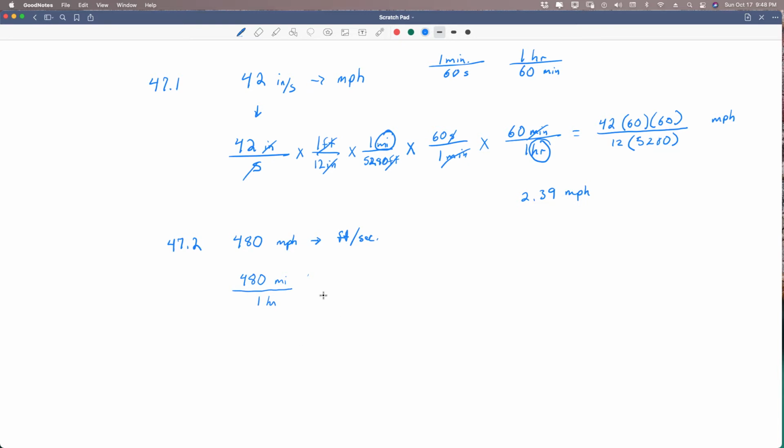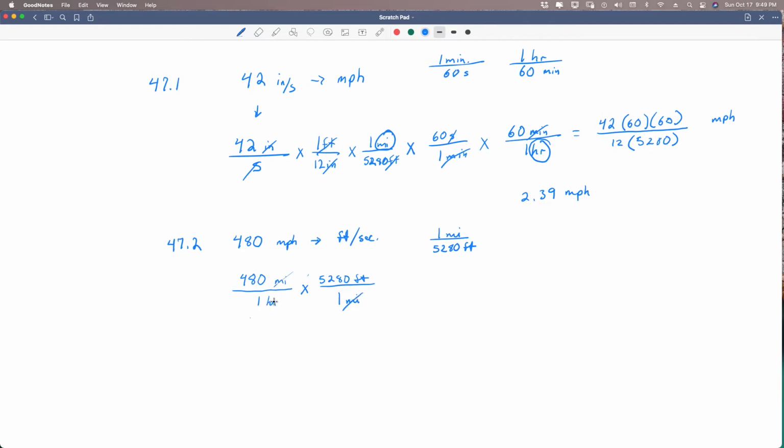So now we're going to go from miles to feet. So let's do our miles to feet. So 1 mile is 5,280 feet, and that's what we're going to, feet. So we put miles in the bottom and feet on top: 5,280 feet over 1 mile. Miles cancels.